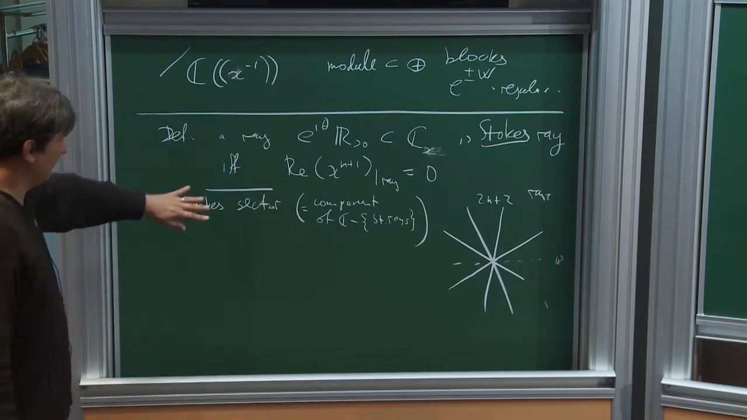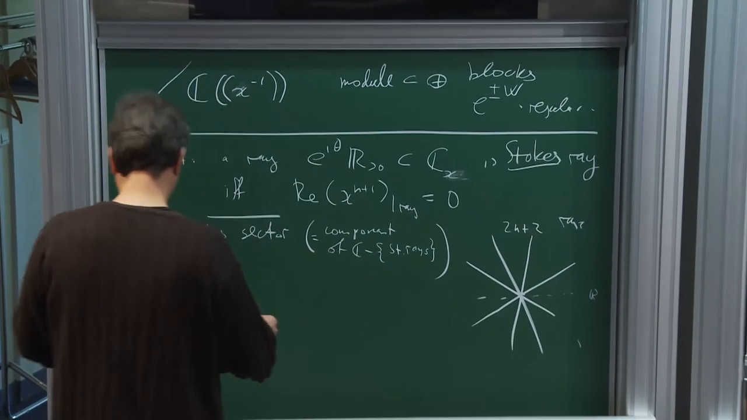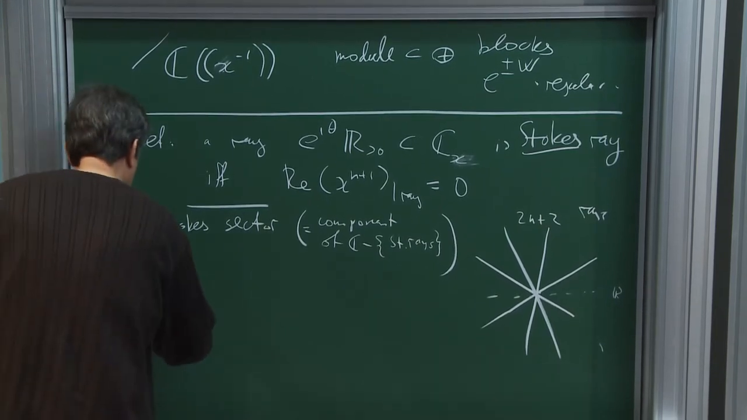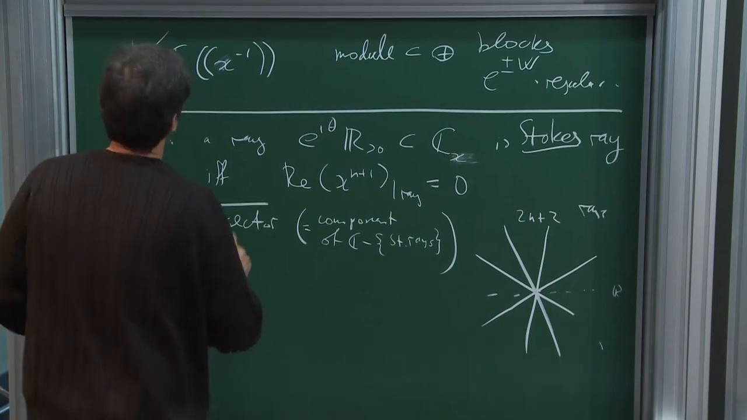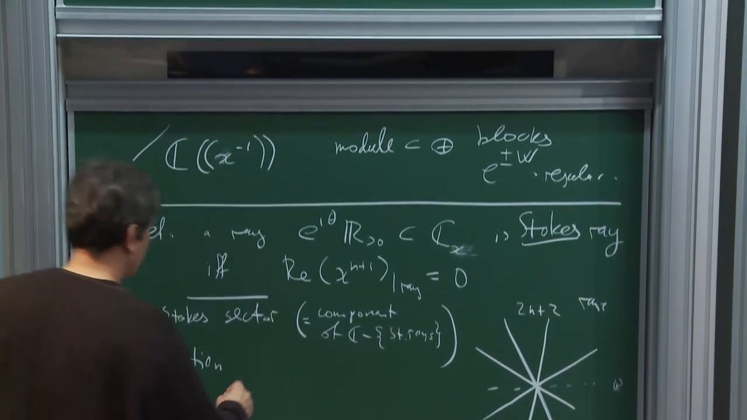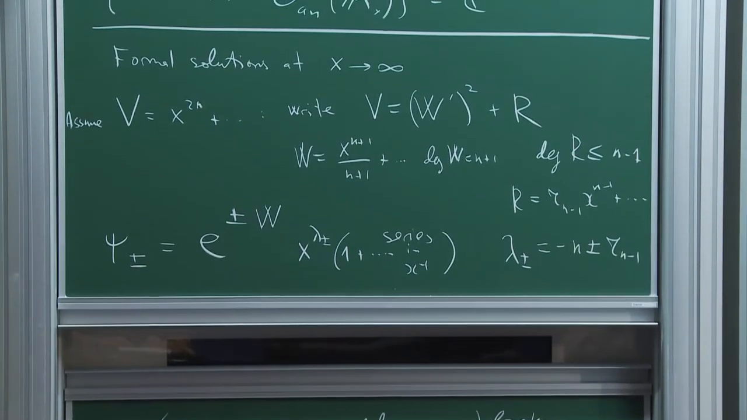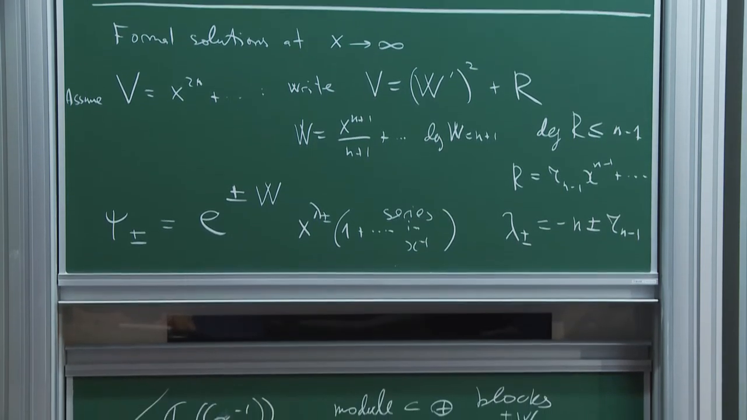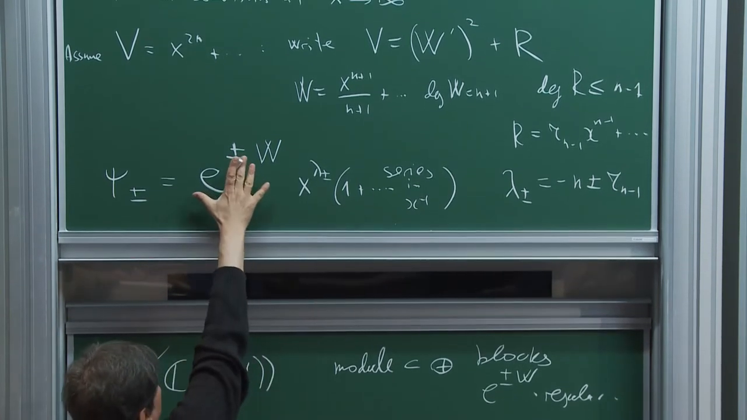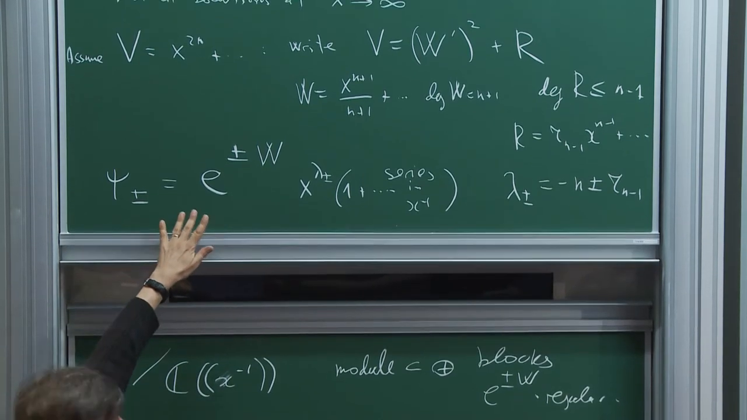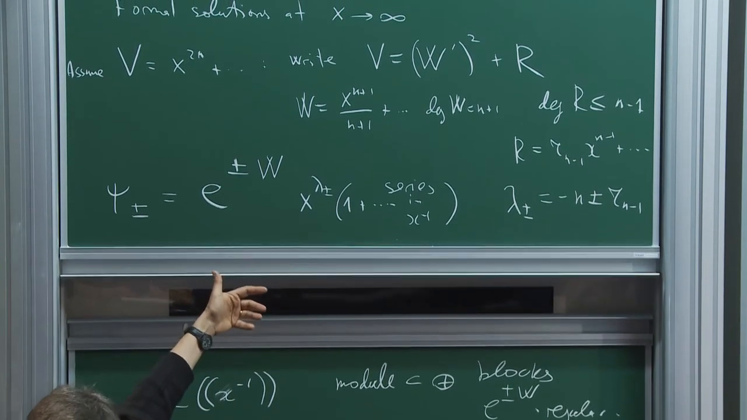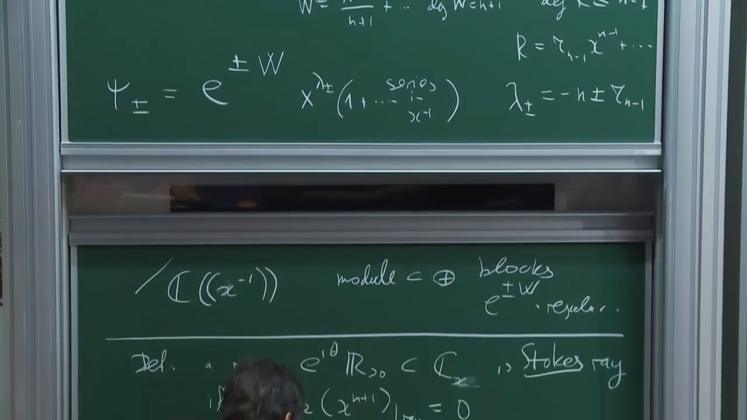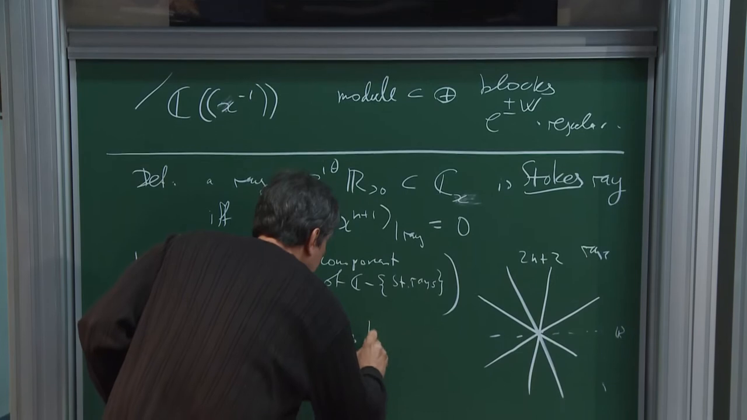In Stokes sectors, the claim is there exists a unique solution which is asymptotic to psi minus, in the sense of formal power series, and this is the smallest of the two solutions. Because on the ray, if you ignore this term, the real part of one expression will be exponentially bigger than the real part of the other expression. So there will definitely be one smallest solution, formally smallest in the sector.